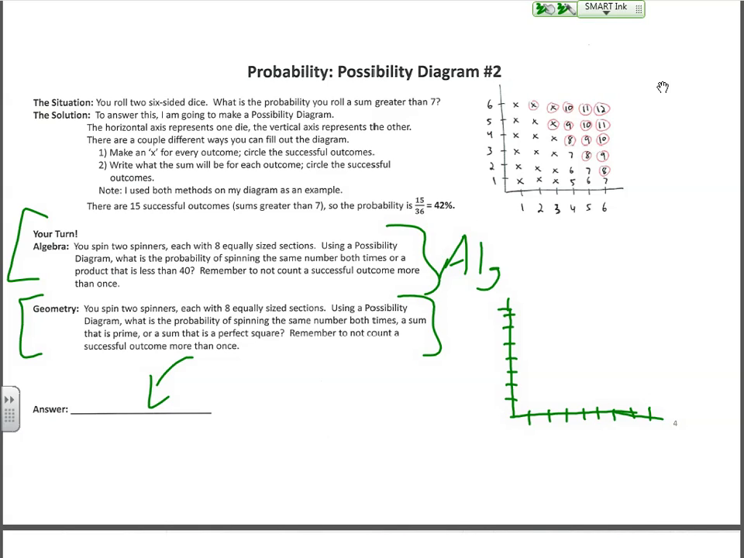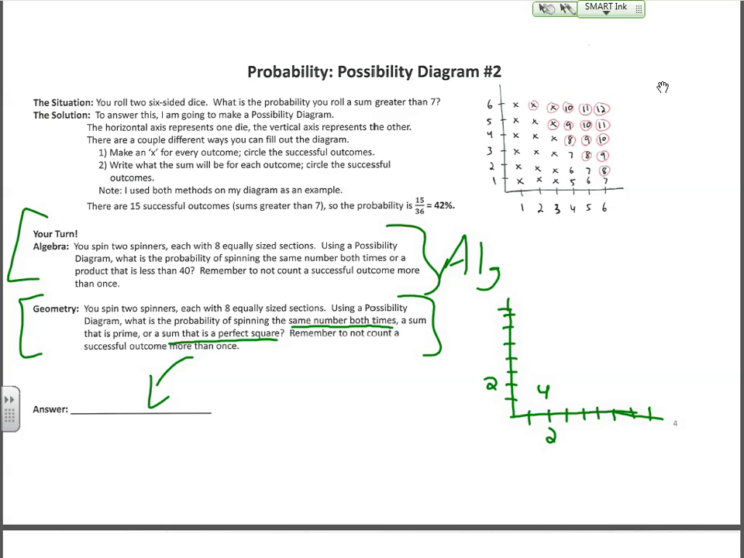For example, if you spin a 2 and a 2, the sum of that is 4. Well, that actually fits 2 conditions: the same number both times and a sum that is a perfect square. You don't want to count it twice. You only want to count it once, right? So just watch out for that, okay?